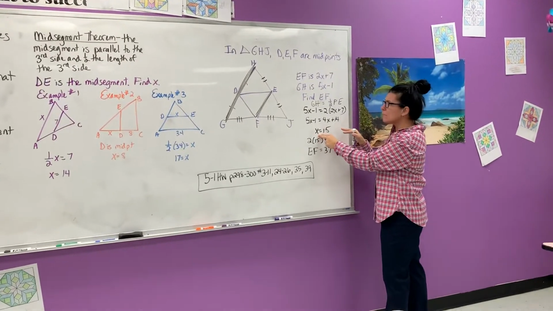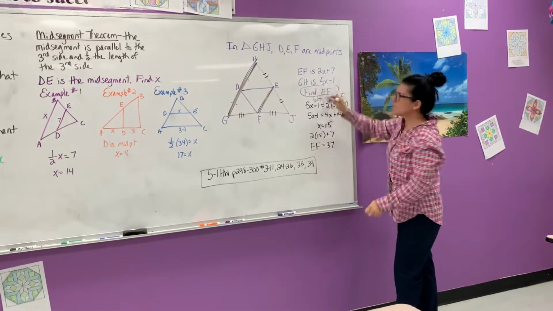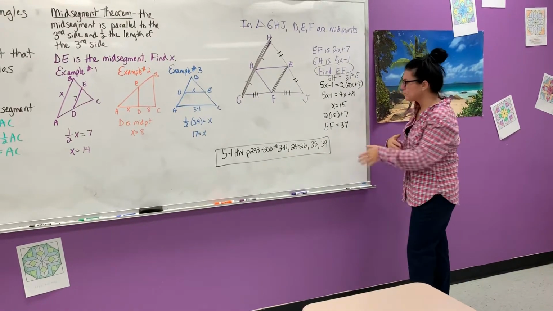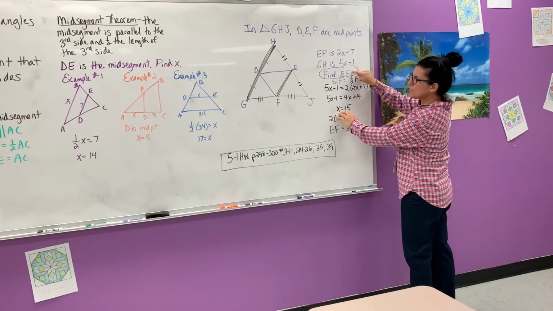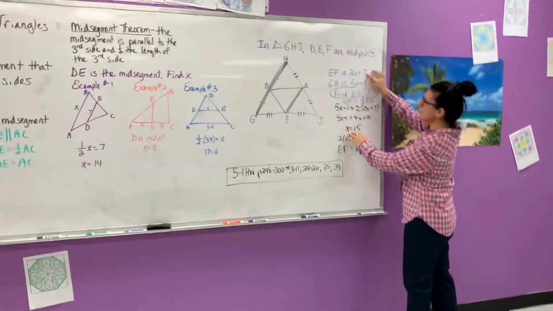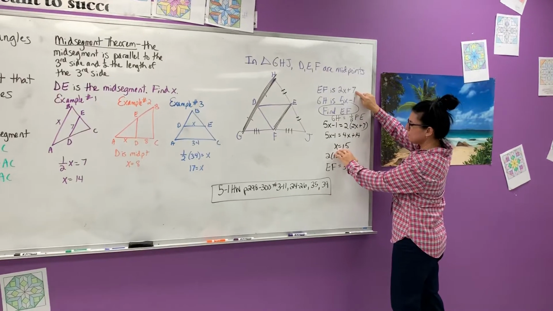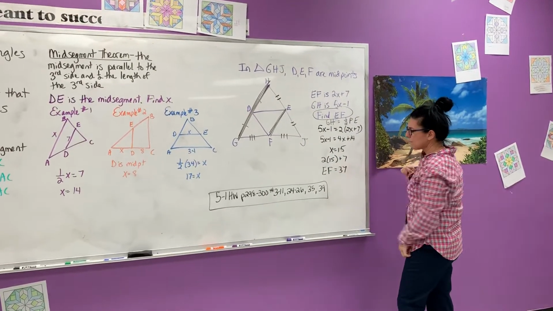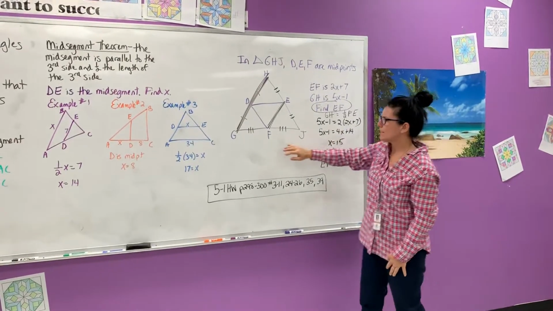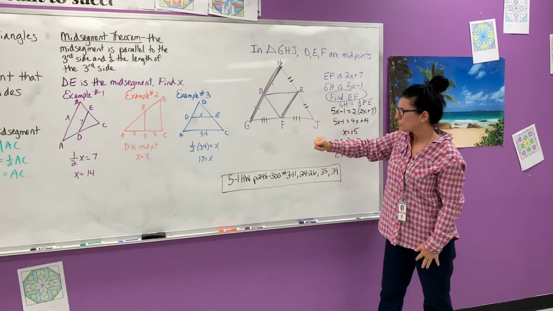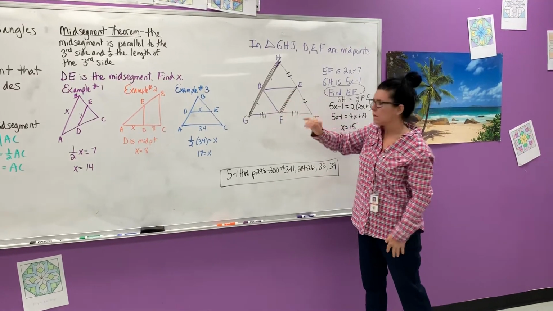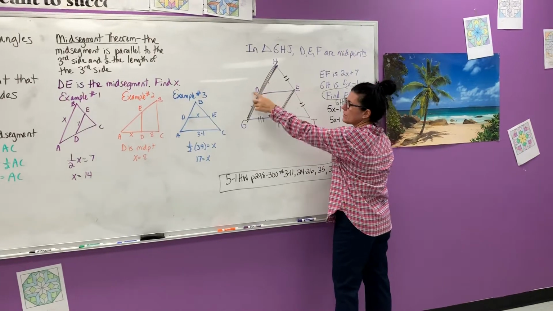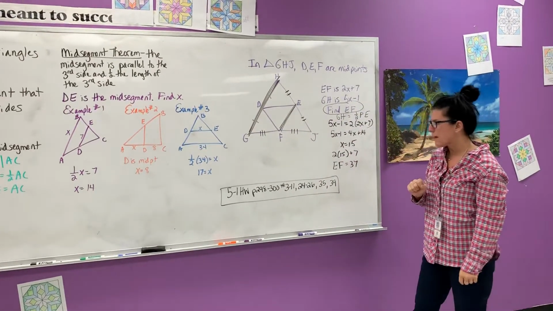Be careful as always, make sure that you answer the question. It asks what EF is. Well, we need to know what x is, but we have to keep going. So once I know what x is, I have to answer the question what EF is. And EF is defined up here as 2x plus 7. So I'm going to plug in 2 times 15 plus 7, which means EF is 37. I can go through a lot of examples in this picture, but understand where the mid-segments are, the relationship between the mid-segment and the third side, and also what these midpoints mean for all three sides.